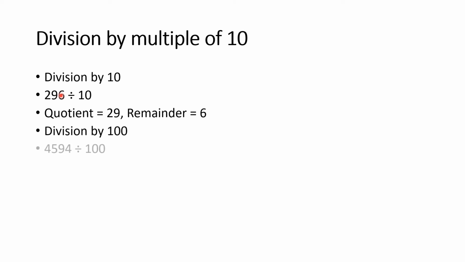Division by 100. If there is a question where 100 is the divisor, then what will we do? Same. Here the number of zeros is 2. So we will just hide the ones and tens place numbers, and the remaining is 45. So 45 is our quotient and the ones and tens place digits 94 are our remainder.